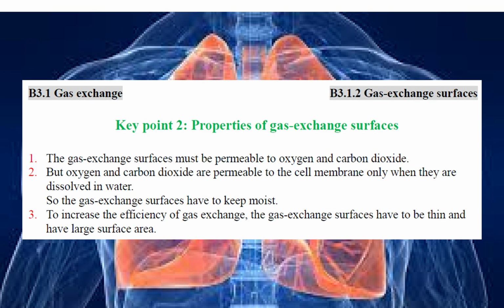And properties of the gas exchange surface. The gas exchange surface must be permeable to oxygen and carbon dioxide. But oxygen and carbon dioxide can only pass through the cell membrane when dissolved in water, not in the gas state. So the gas exchange surface has to be kept moist. To increase the efficiency of gas exchange, you remember the gas exchange surface has to be thin and have a large surface area.